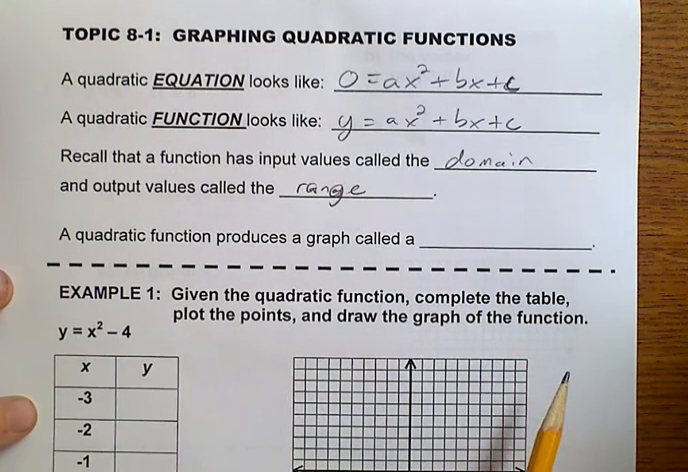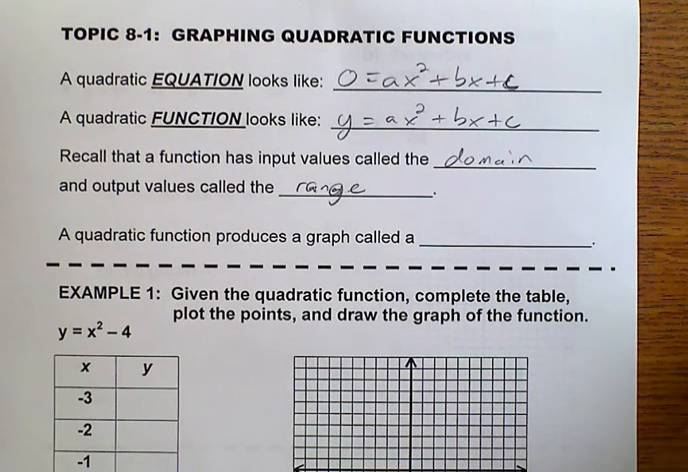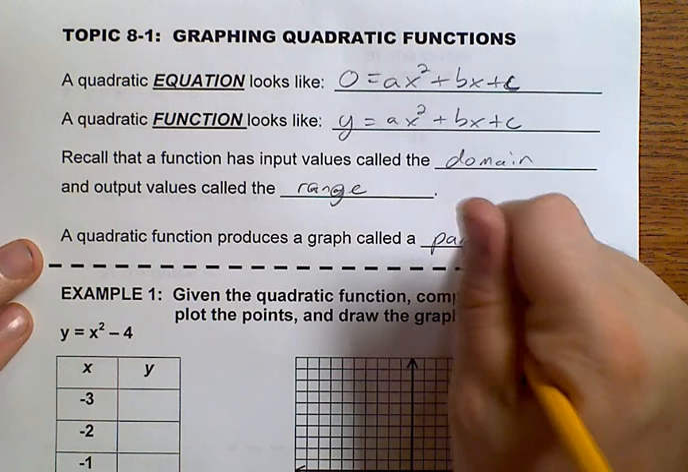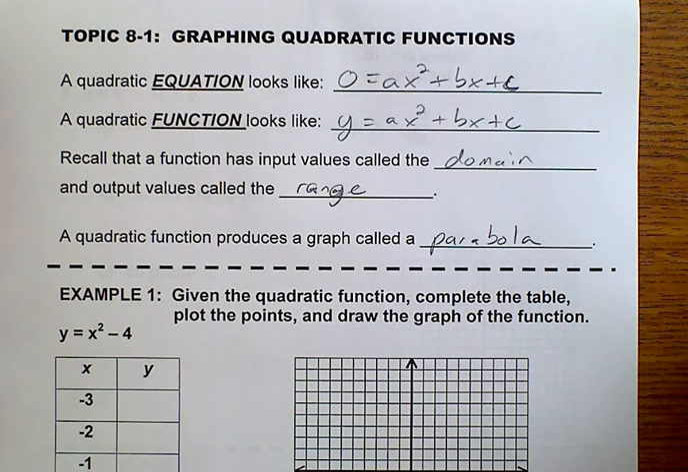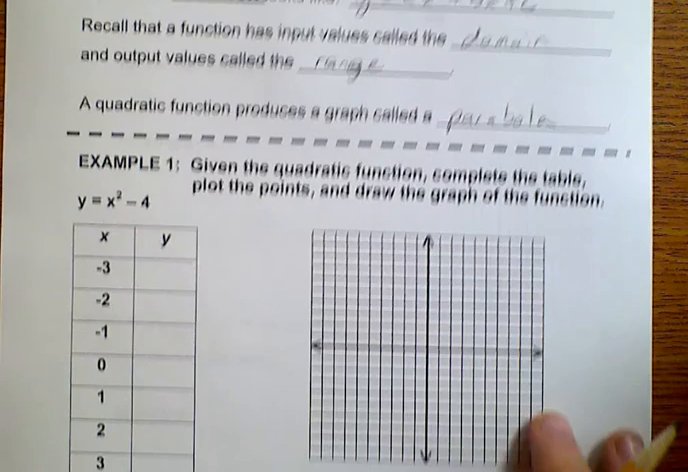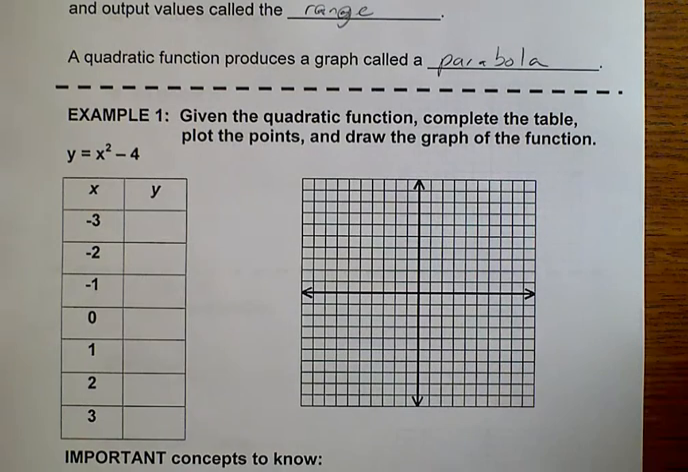Now a quadratic function produces a graph that we call a parabola. So that's just some terminology and some semantics as far as equation and function. But let's go ahead and get to the nitty-gritty and graph this. So x squared minus 4.